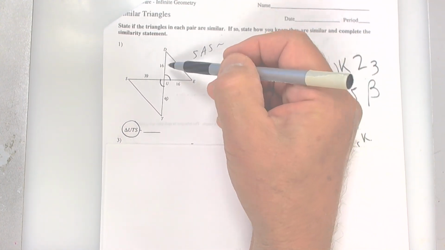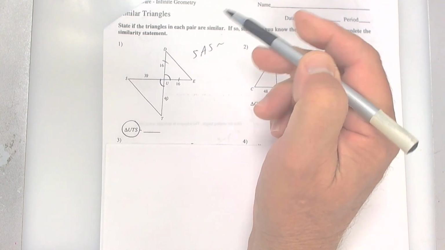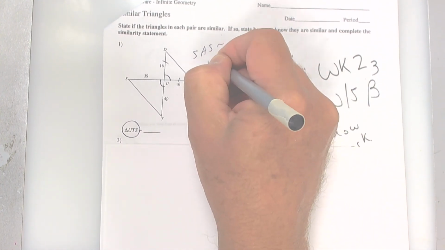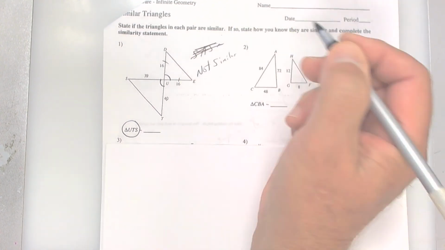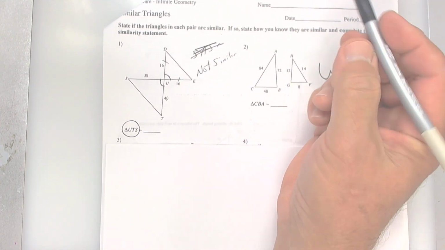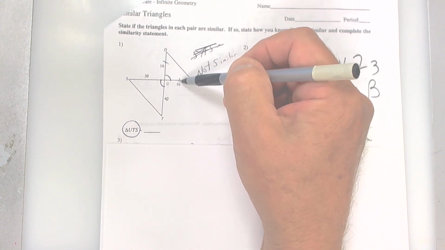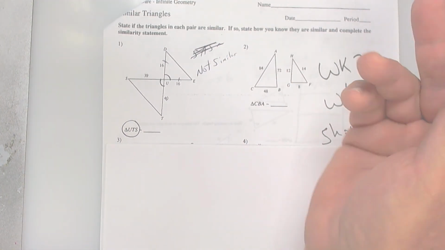However, this one is an isosceles triangle, 16 and 16. This one's not. So they are not similar right away. So just put not similar. Okay, so that one is a no. You're not going to make an isosceles triangle similar to a scalene triangle. Okay, take a look at this next one.